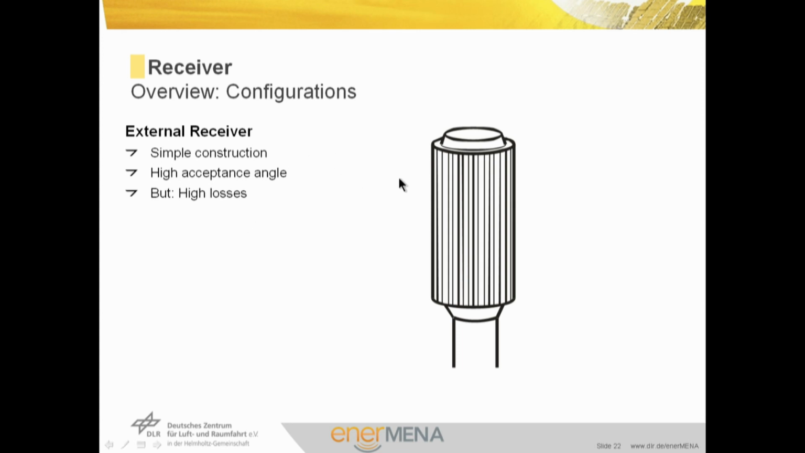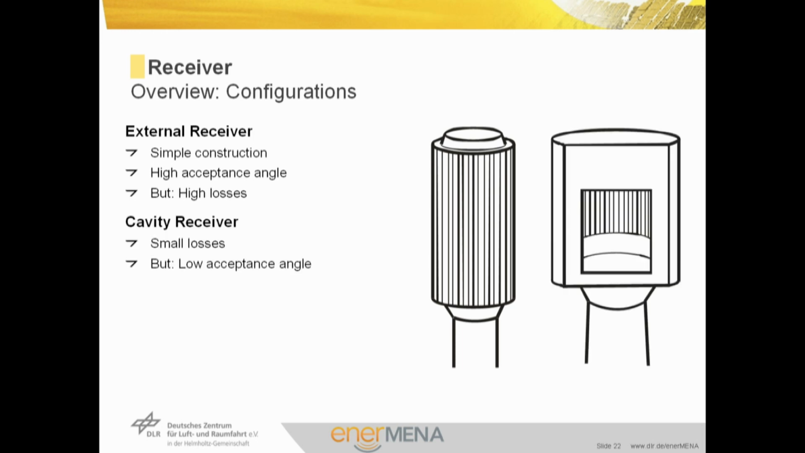It has got a simple construction, but a high acceptance angle, because light can be intercepted from all the sides, but it has got also high losses, because convective losses are pronounced and also radiation losses are pronounced. Another concept is the cavity receiver, where the losses are reduced. In a cavity receiver, we have got a small aperture, and the receiver panel is lying in the back of this aperture inside a cavity. Radiation is reduced and also convection. But the acceptance angle is smaller. That means radiation from the side, for example, cannot enter the cavity and cannot be used.